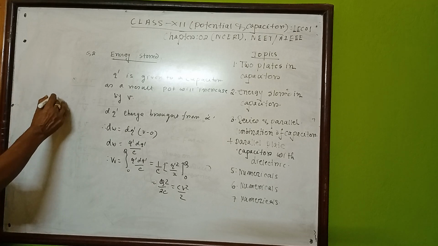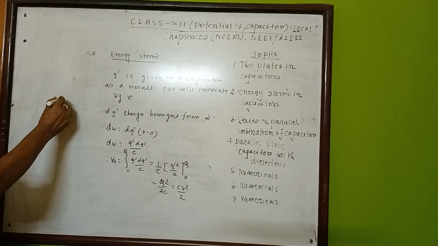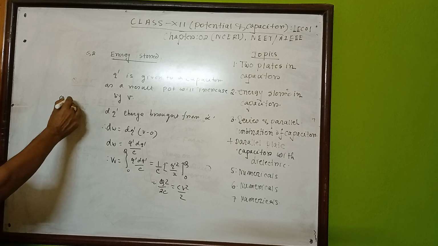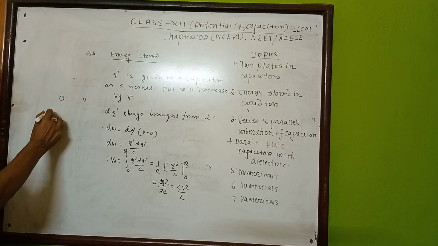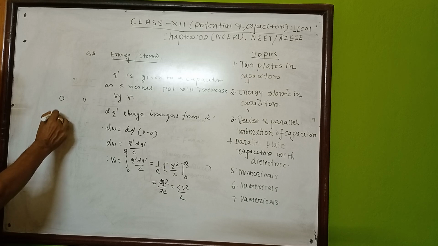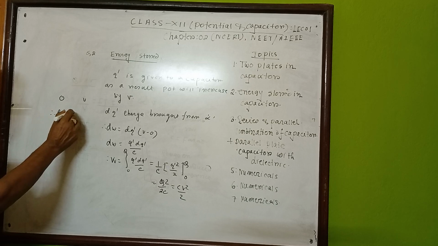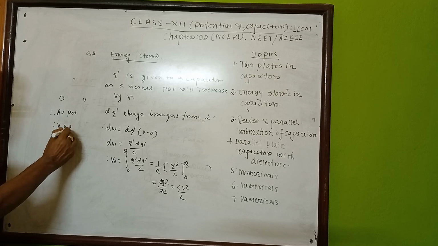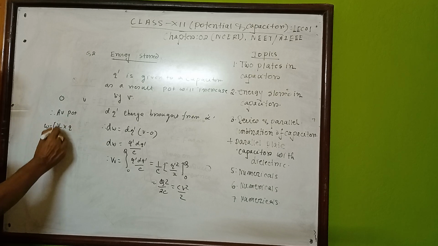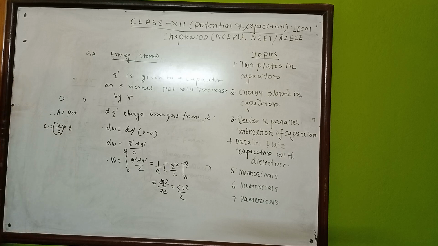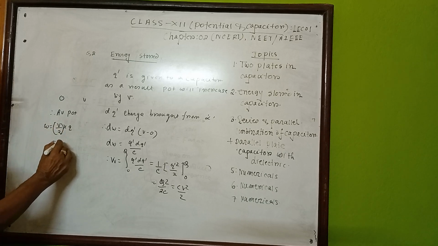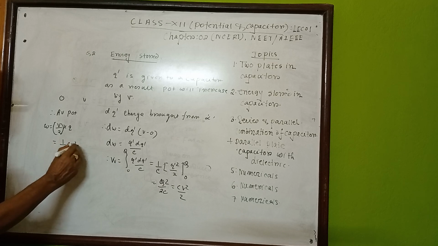Another method is that first potential is 0, then after charge you brought, net potential is V. So average potential you write down V by 2, and charge brought is Q. So work done will be V by 2, average potential, times charge transferred, that is Q. So VQ by 2, and for Q you write CV.